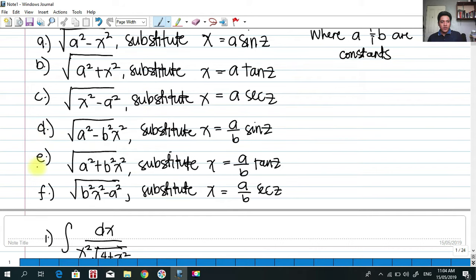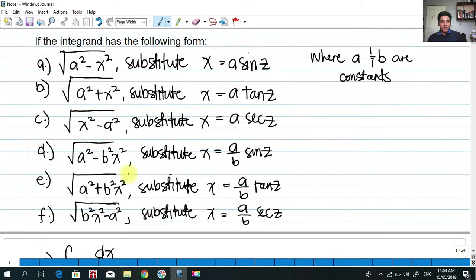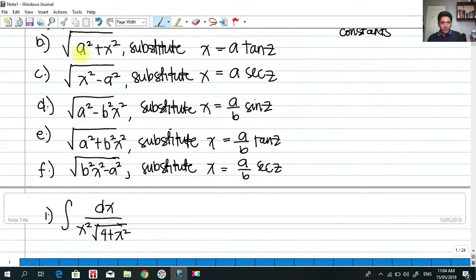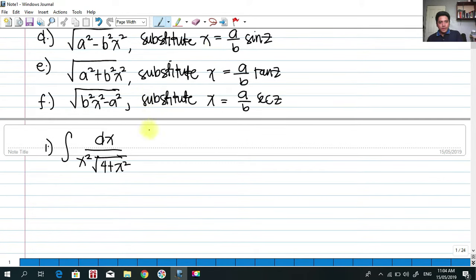So these three, d, e, f, we cannot use. Okay, but rather we can use the letter B formula, wherein it has a form of square root of a squared plus x squared. Then we're going to substitute x is equal to a tangent z. So this has a form of square root of a squared plus x squared. Okay, so now what are we going to do? Let x is equal to a tangent z, where our a here is this 4. Take note that this is already squared, so that is a squared. To get a, we take the square root, that is 2 tangent z.